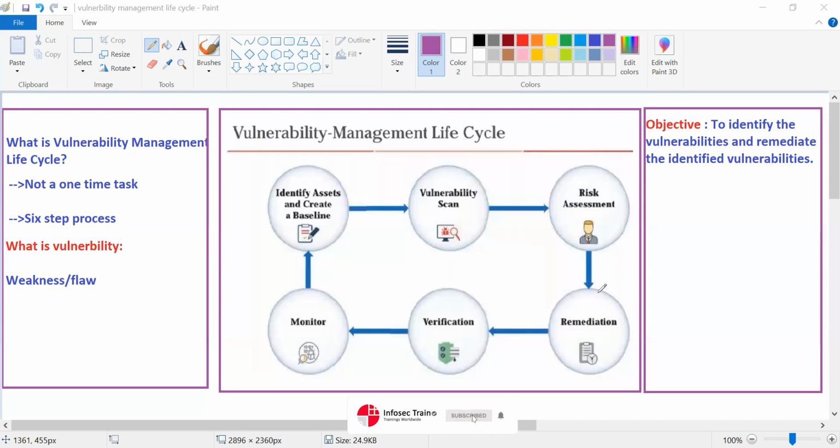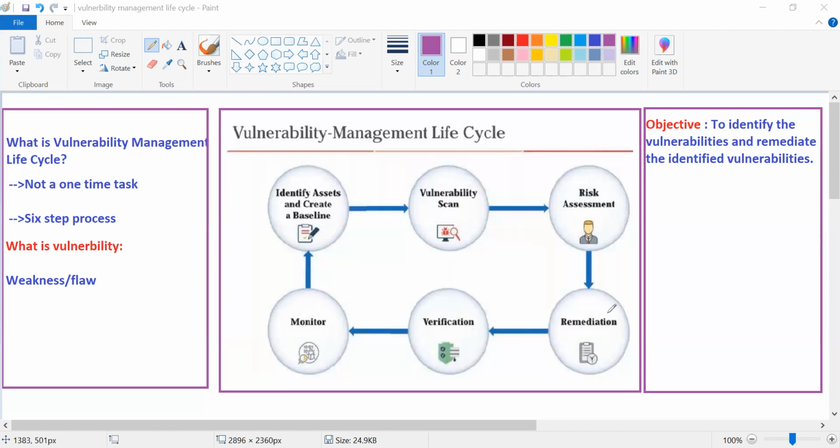In the remediation phase, in order to reduce the impact of the vulnerability, we will be patching the vulnerability. After patching the vulnerability, we go to the verification part. In the verification part, we again do the vulnerability scan. If the patch is fixed, then we go to the monitor part. If not, it goes back to the vulnerability scan, risk assessment and remediation part.